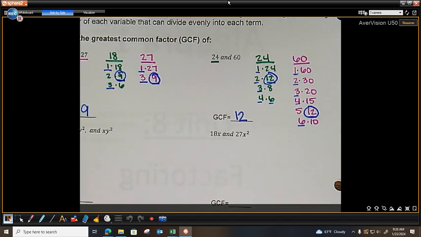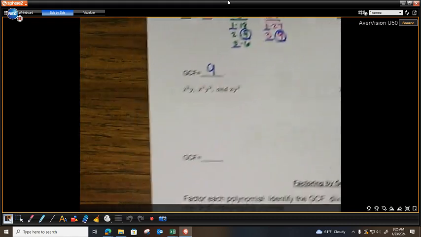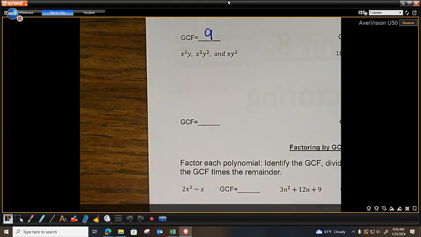Now we're going to incorporate variables, okay? So, what does an exponent tell you? If you have an x squared, what does that mean?